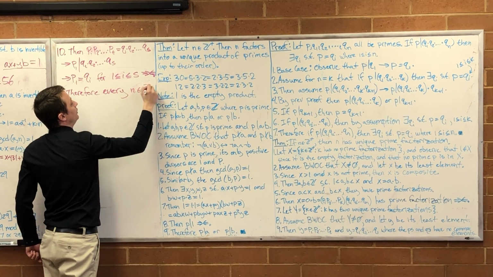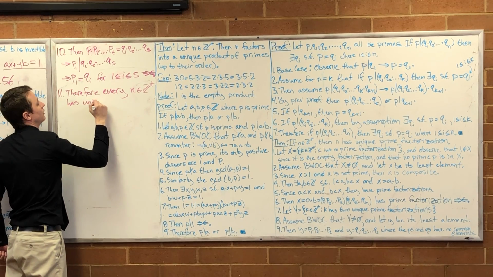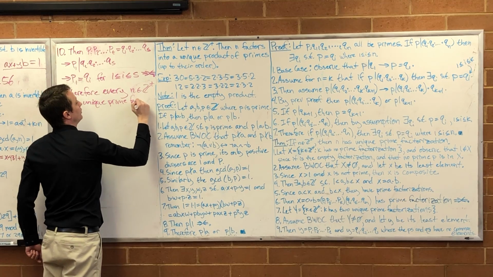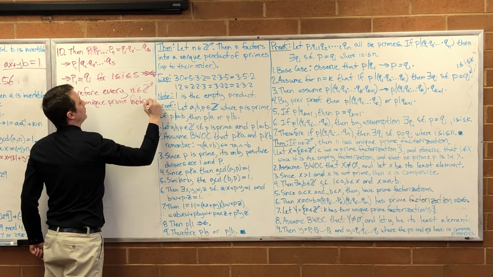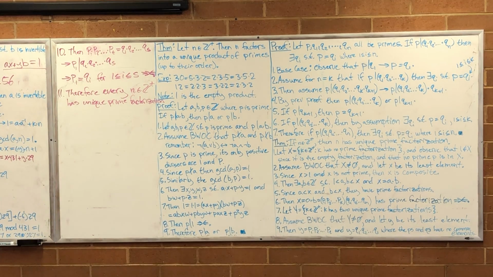Every n in Z plus has a unique prime factorization. Okay, and we're done. Next proof.